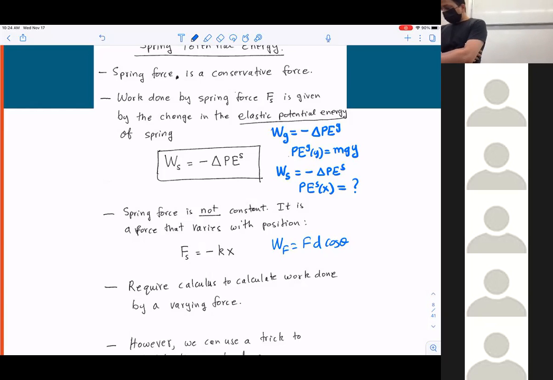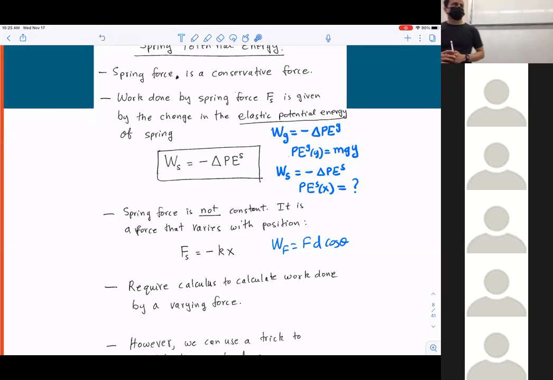Now, what's a little bit more tricky in this case is that unlike the force of gravity near the surface of the Earth, what is the force of gravity? It's just mg, right? So it's a constant force near the surface of the Earth. But for the spring force, it's not a constant force, because you can see by Hooke's law, the magnitude of the spring force changes depending on how much you stretch or compress the spring. Whereas with a mass in a gravitational field, whether it's 1 meter above the ground or 2 meters above the ground, the gravitational force is just mg, it's just its weight.